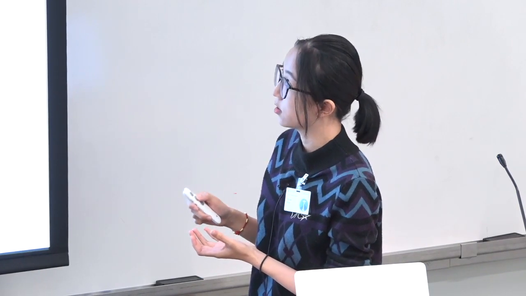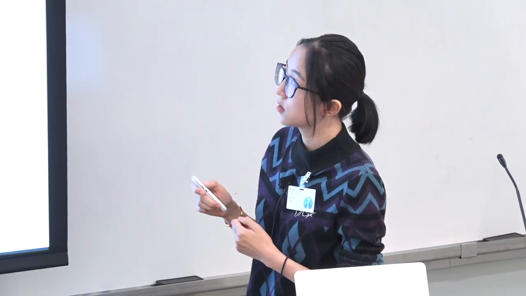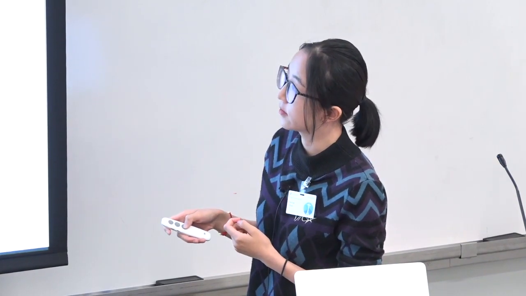But we also show that public key operations are theoretically necessary to achieve our goal, to achieve pasta. And I won't go over the proof, but the high-level idea is that if you can achieve our goal, then you can do secure secret sharing, which is believed to be hard using symmetric key crypto only. So this gap is kind of inherent and unavoidable.